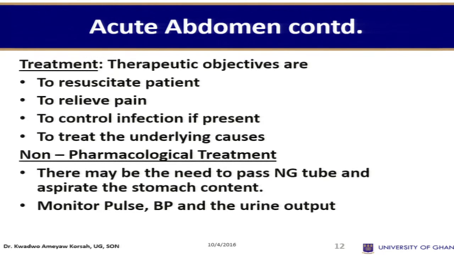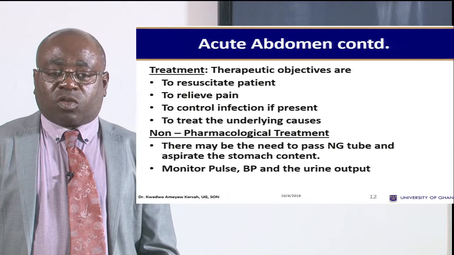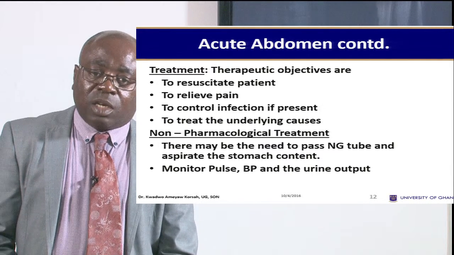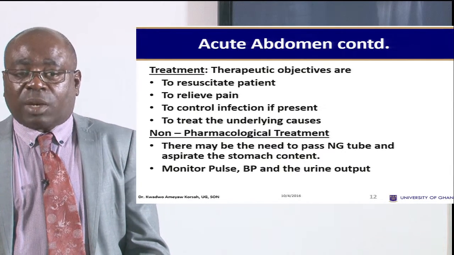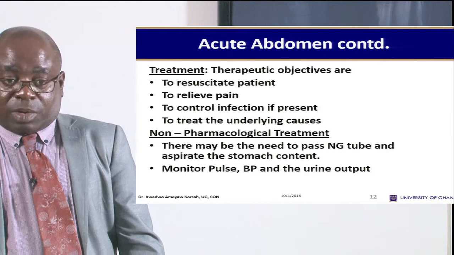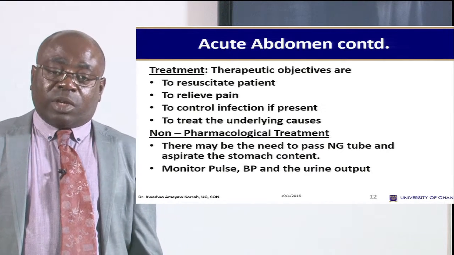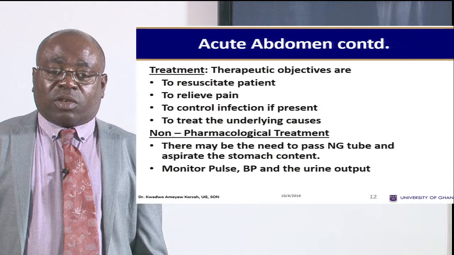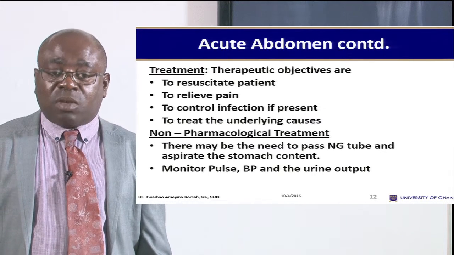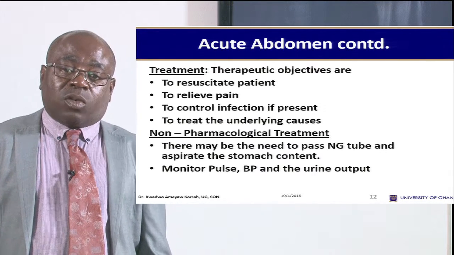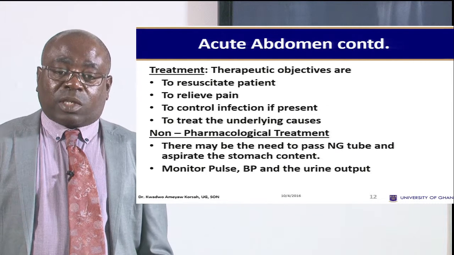Here we have the non-pharmacological treatment, and there may be the need to pass an NG tube and aspirate the stomach content in the first place. So in most cases, when we have acute abdomen and we don't know what is happening, because we don't know the outcome, probably even there's a perforation, and then if there is a suspected perforation, then the possibility of taking the patient to theater for surgery is possible.